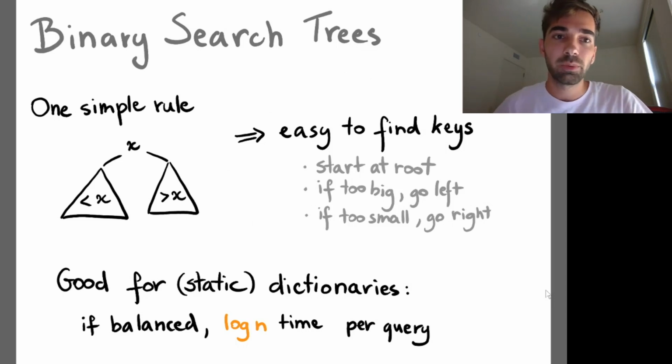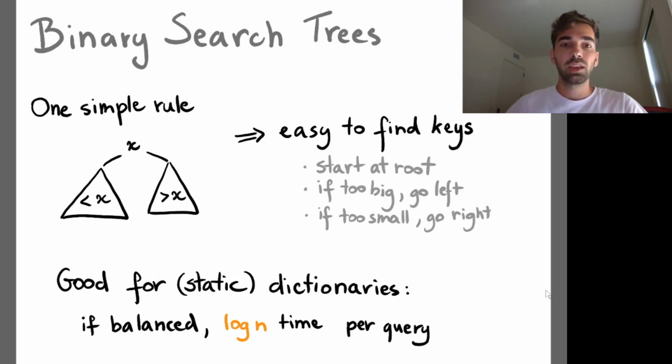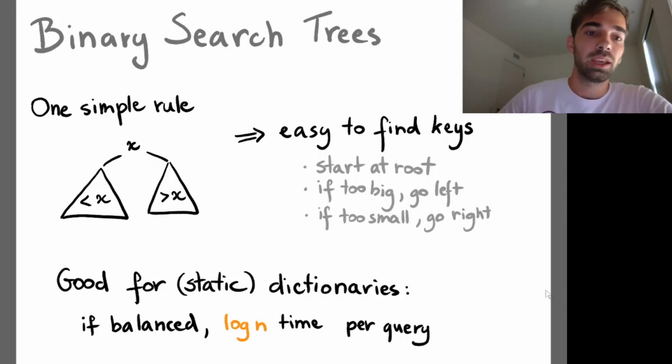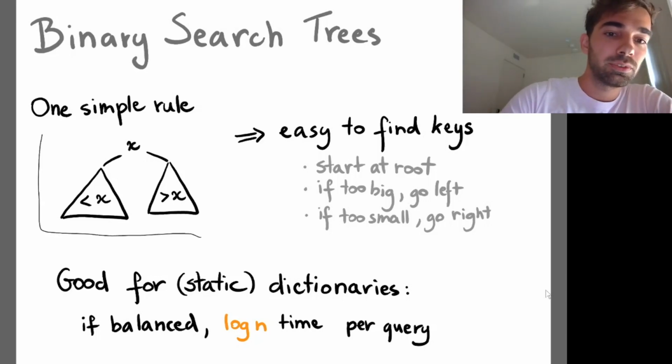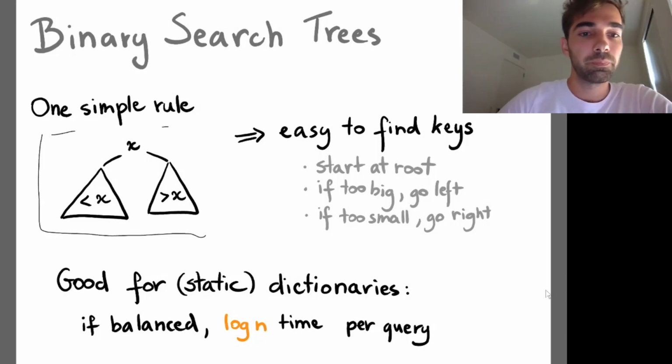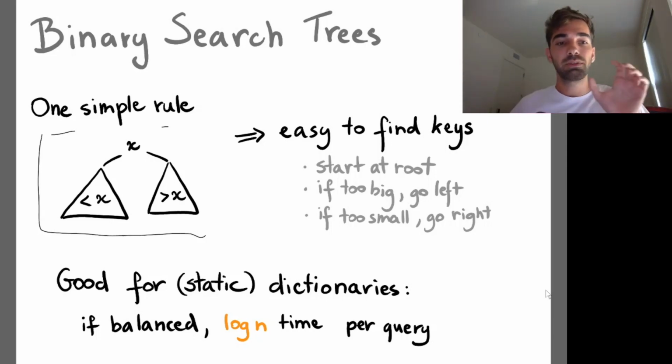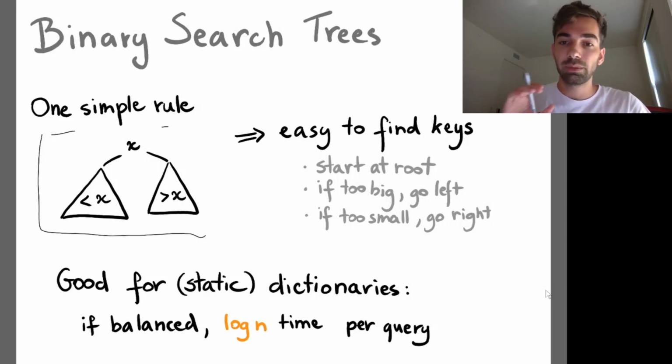First, a very quick recap on what binary search trees are. They are binary trees where every node contains one key and it follows one simple rule. The rule is that when you have one node X that has two subtrees, everything in the left subtree has to be smaller than X and everything in the right subtree has to be bigger than X. And this one property makes it very easy to find keys, because you can just start at the root, and if the element that you see is too big, you go left, and if the element that you see is too small, you go right.